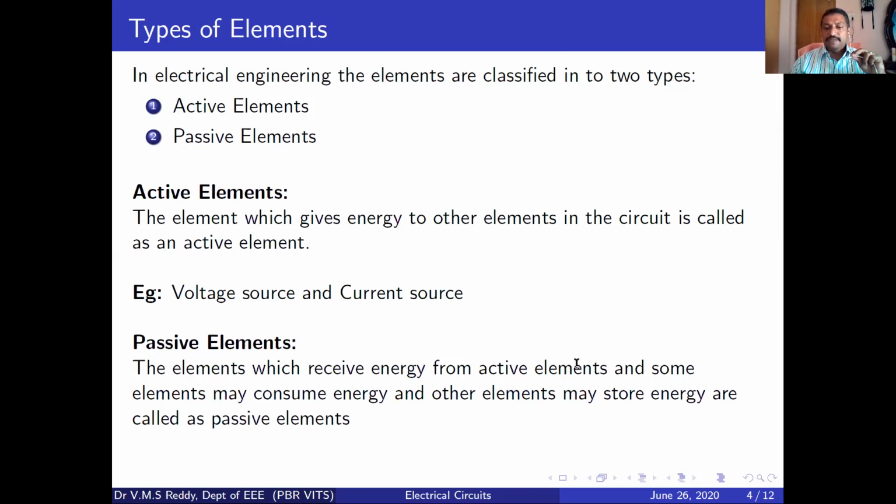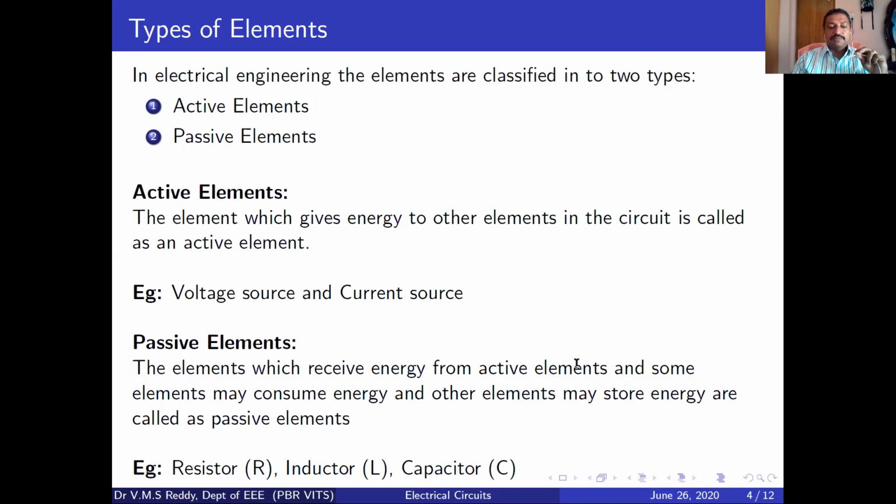Again, example. Our children are passive elements. Always they receive the money in terms of energy. And some children may consume total money in terms of energy, and some children may store the money in terms of energy in a kidney bank. So this is a practical example of what are active elements and passive elements.